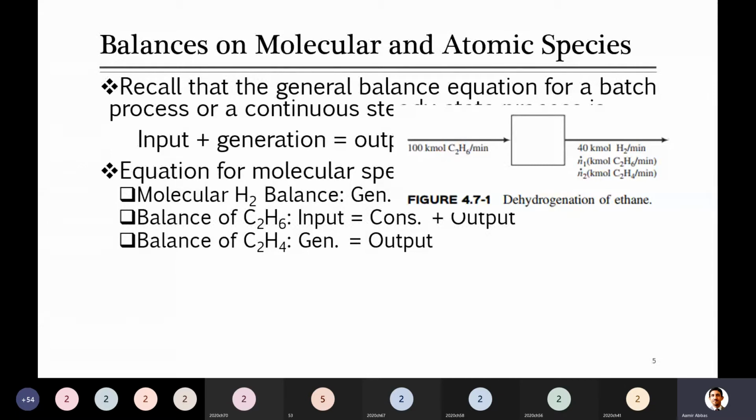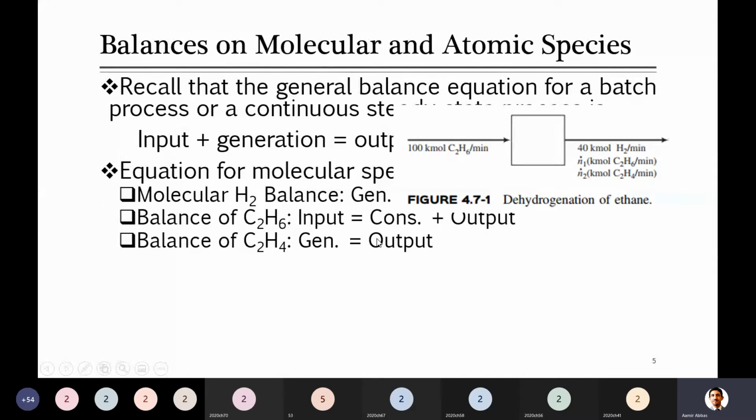Similarly, in C2H6, do you know the input value? Yes, it is 100 kilomole. So consumption, I think you don't know how much it is consumed, so we will leave it as such. Plus output, in output we also don't know. That's also unknown, so later we have to solve these equations to find these things. And then there is C2H4. How much is it generated? We don't know. It will also be something unknown, and its output too. That can be solved later on to get these values which are unknown in the question.